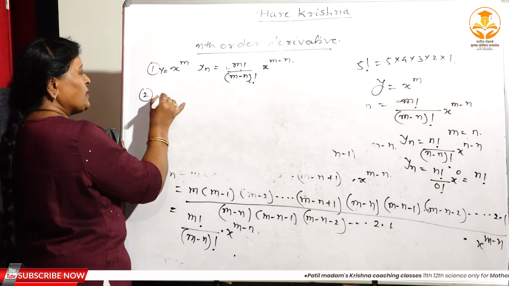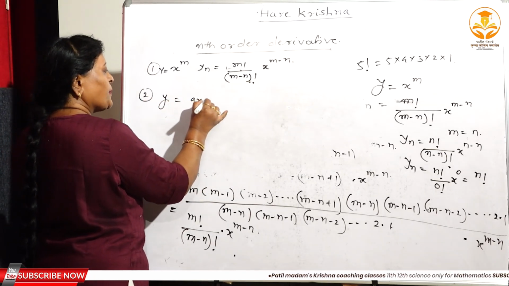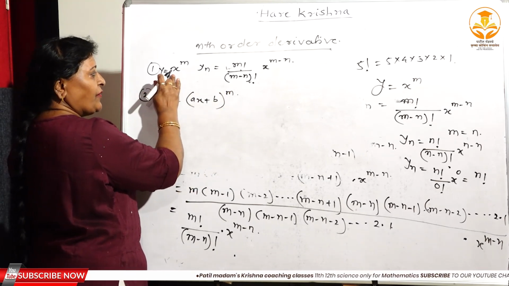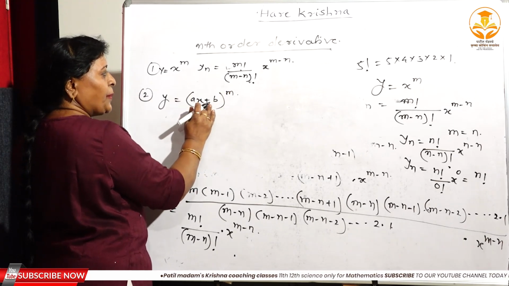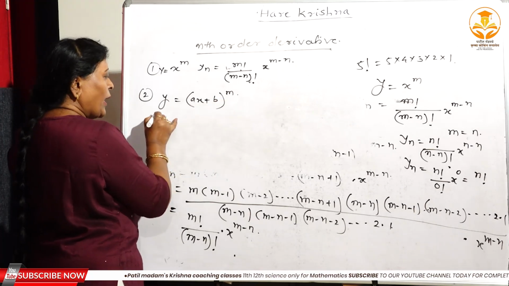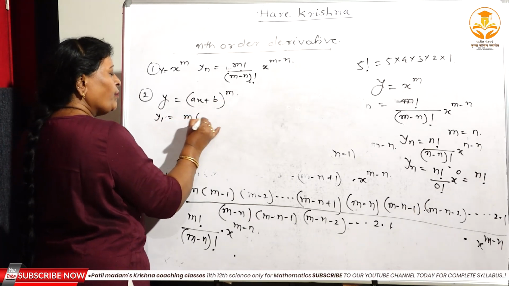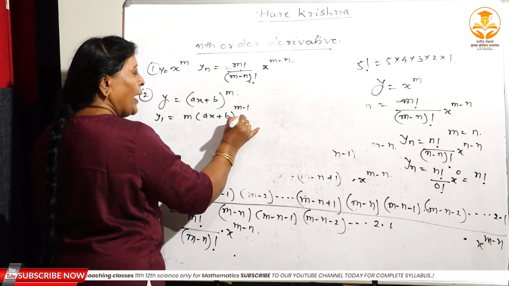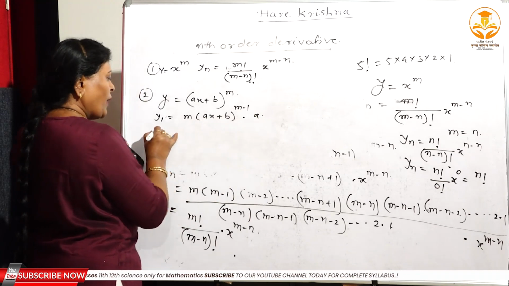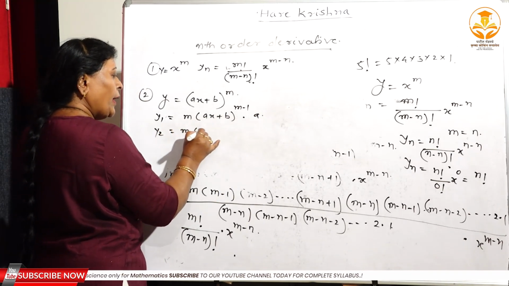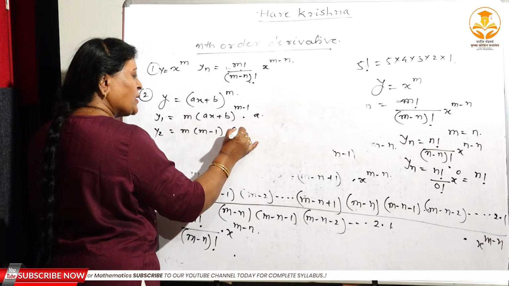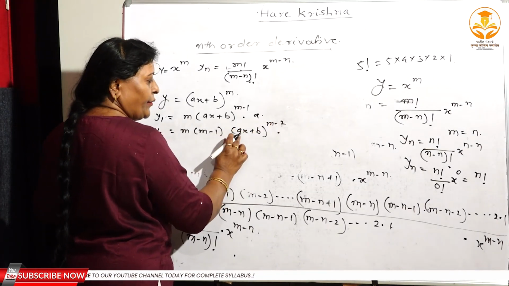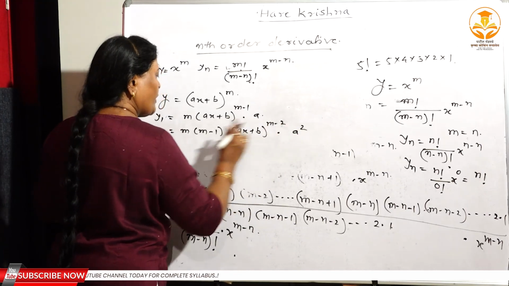Suppose I consider y is equal to (ax plus b) whole to the power m. In place of x, there is ax plus b, whole to the power m. Again, y1 is equal to m (ax plus b) to the power m minus 1, and the derivative of ax is a. Again, y2 is m into (m minus 1) (ax plus b) to the power m minus 2, and again the derivative of ax is a, means a squared.